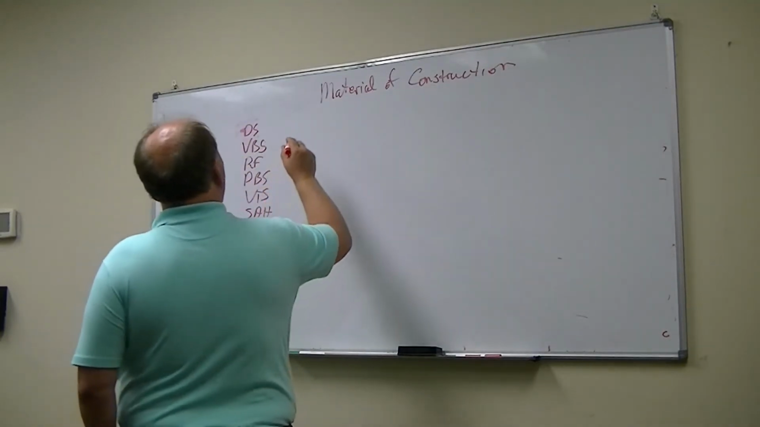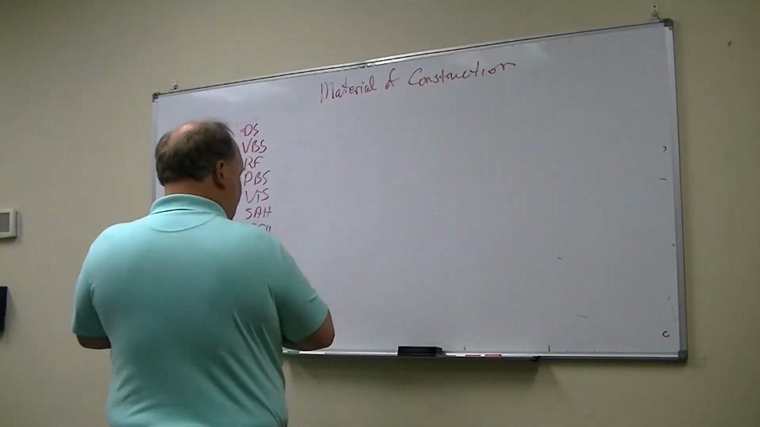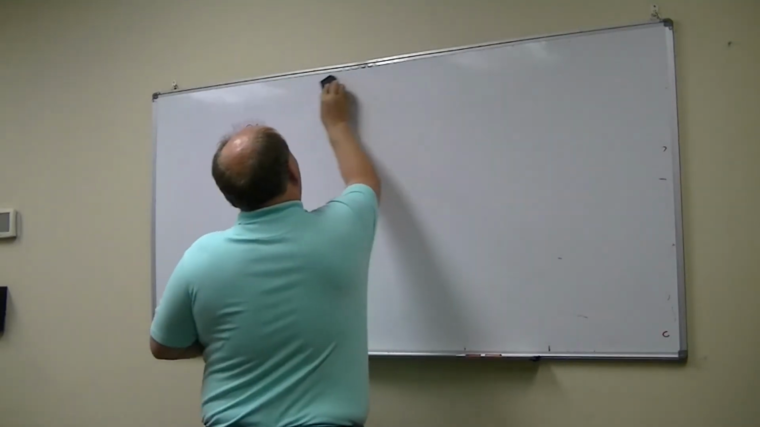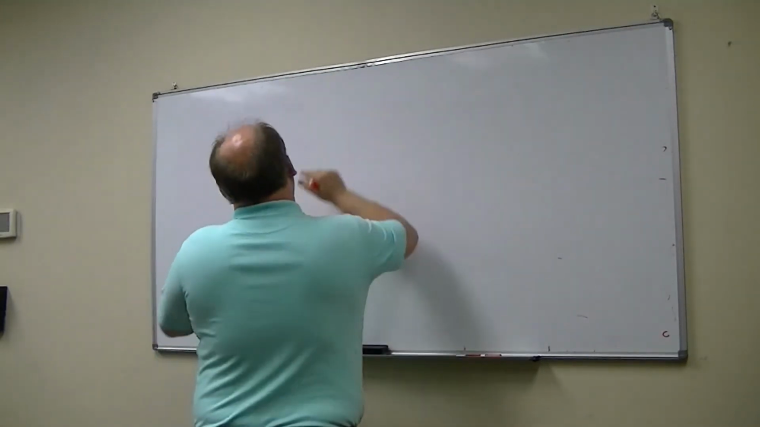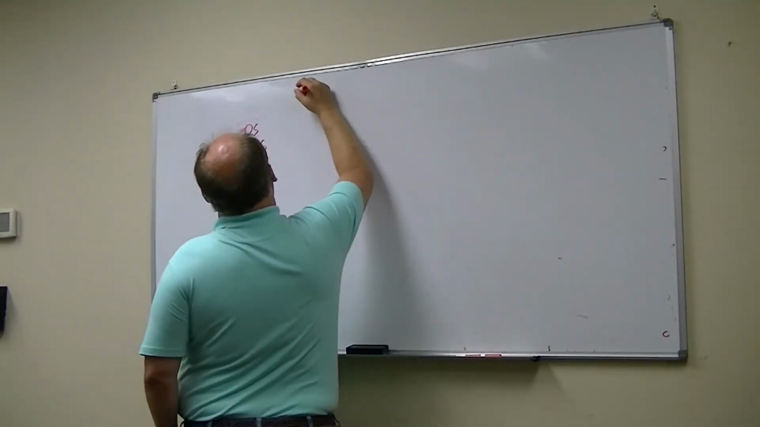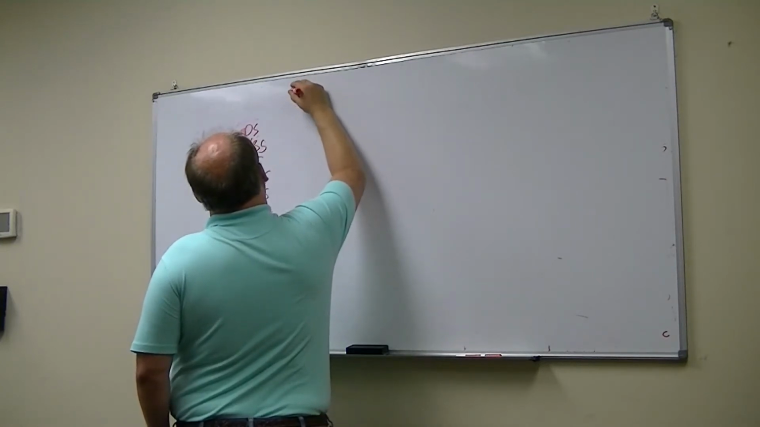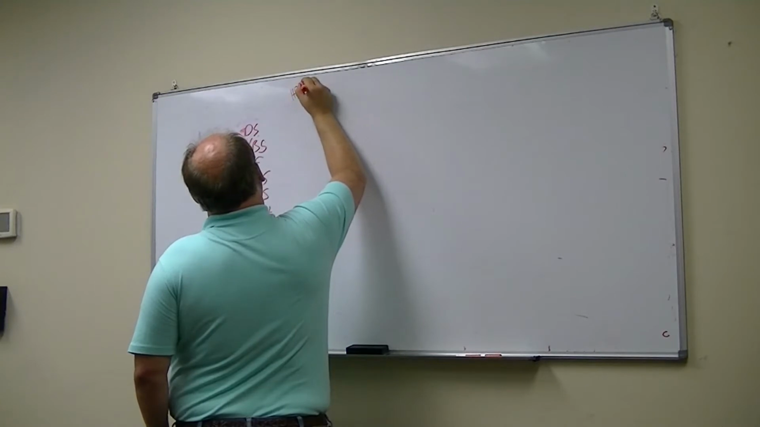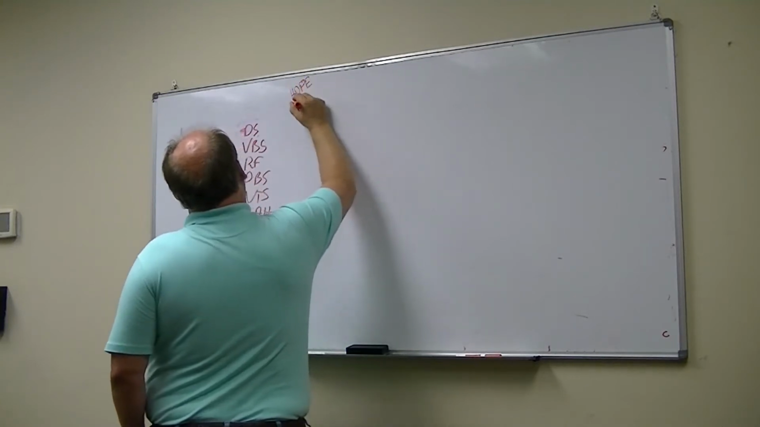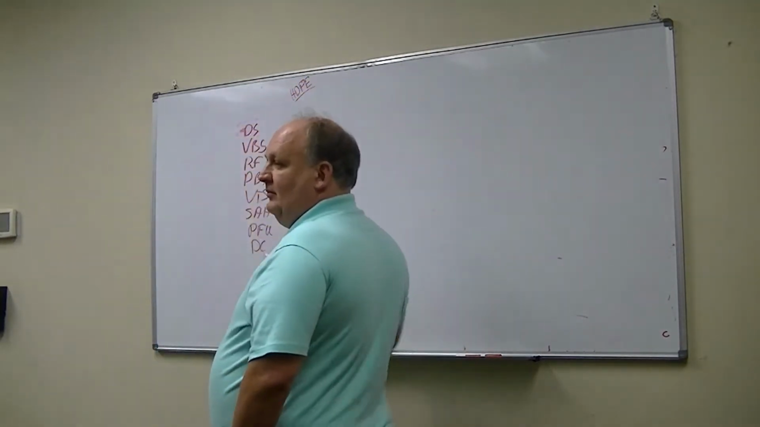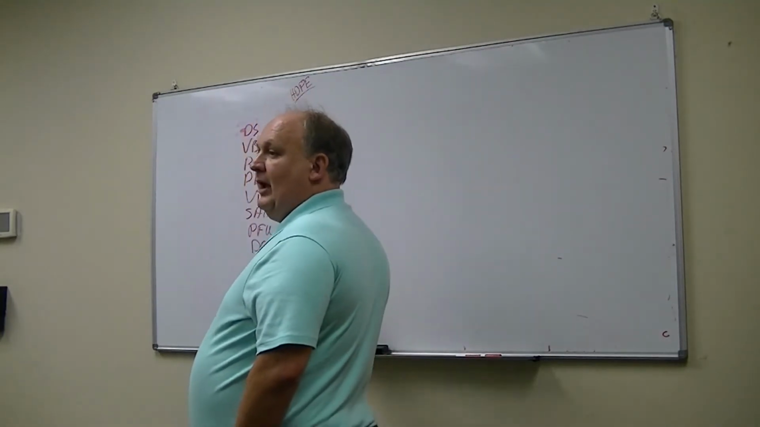So we have various materials of construction. I'm going to take this off, and I'm going to write up here kind of standard materials. So first thing we're going to have is called HDPE, high density polyethylene plastic. Okay.